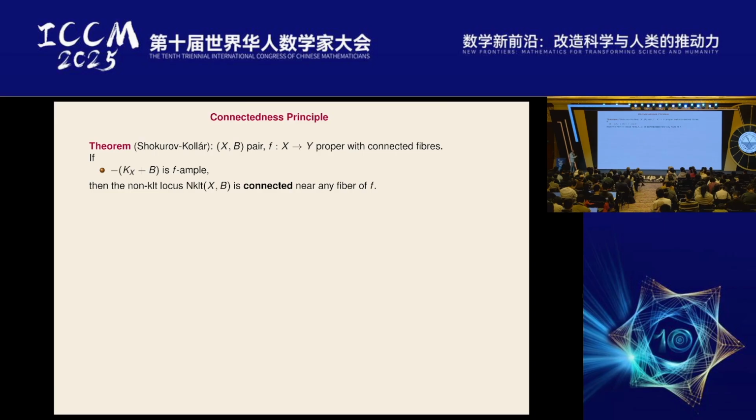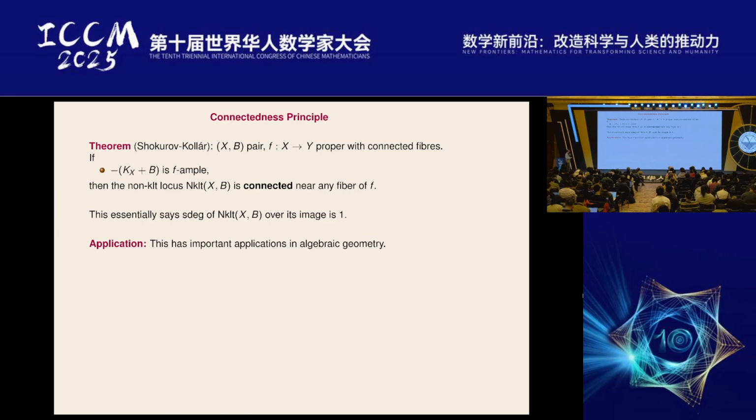So as I said, x to y itself, we are not trying to measure the Stein degree of that, but rather of some subspace where the singularities are bad or the deepest. And these results say that, in fact, you cannot have disconnected fibers. That's a really very interesting fact, and it also has many important applications in algebraic geometry.